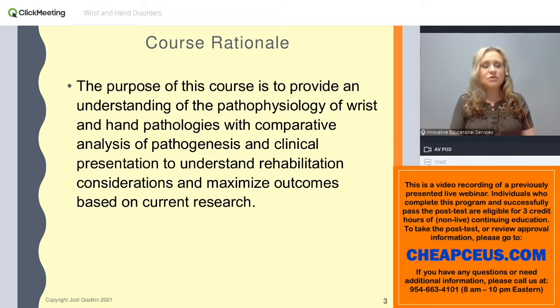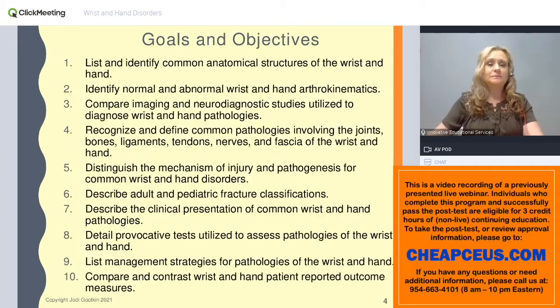The intent of this course is to have us really take a minute and pause and look at the similarities and differences among these different conditions so that we can recognize the different rehabilitation considerations as we're working with our patients, and to focus on the current research to see what the trends are related to these pathologies.